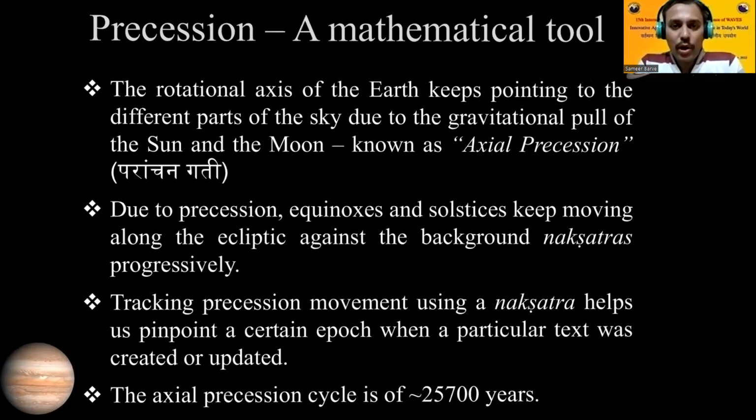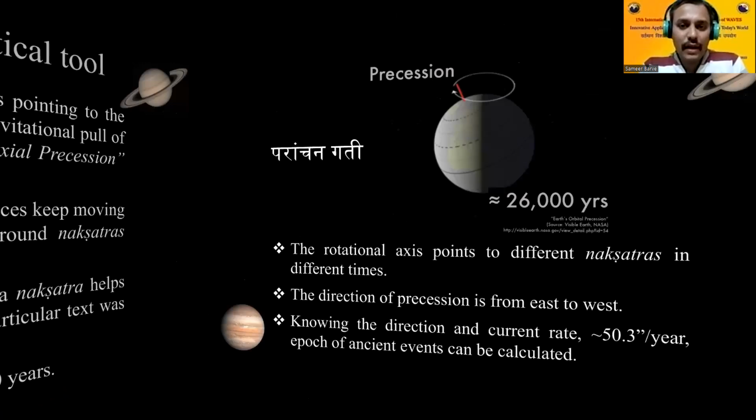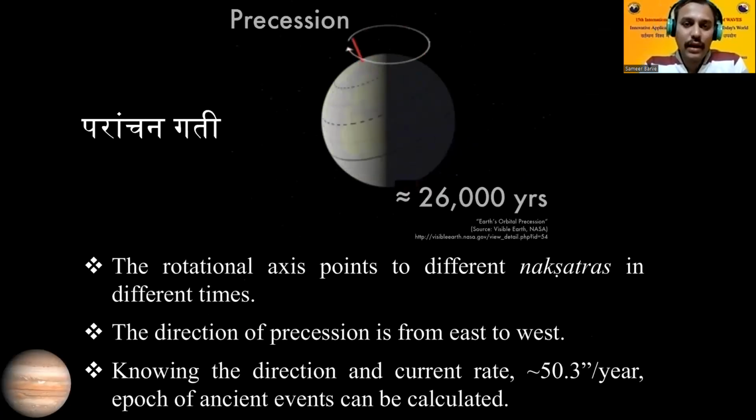And this is one small GIF we can see. You can see that red line is basically an axis of rotation, and it keeps pointing to the different parts of the sky along its course of 26,000 years. And this is one of the major factors that affects the length of the seasons on the Earth. And depending upon the epoch that we are considering, the seasons would vary. And the direction of this precession is from east to west if we see it from the Earth, and its rate is roughly 50 arc seconds per year.